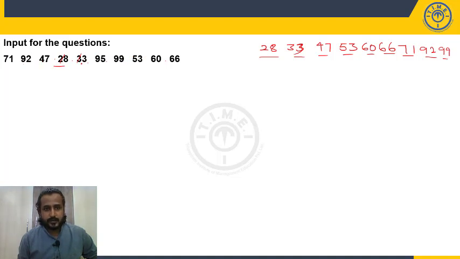28 is okay. 33 is okay. 47 taken. 53 taken. 60 taken. 95. Okay. 92, 95. This should be my order. So the least and the highest should be first shifted to the left hand and right hand.